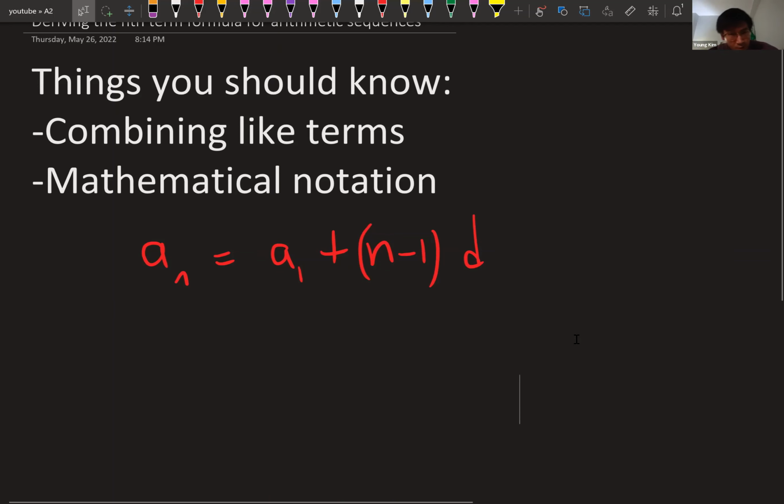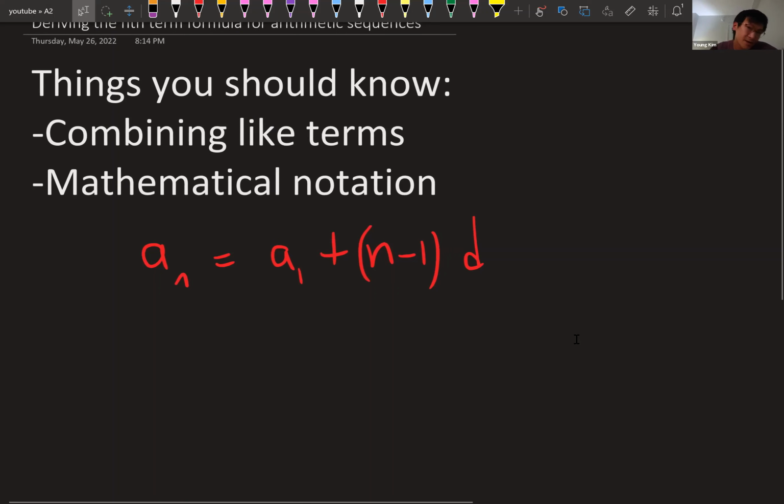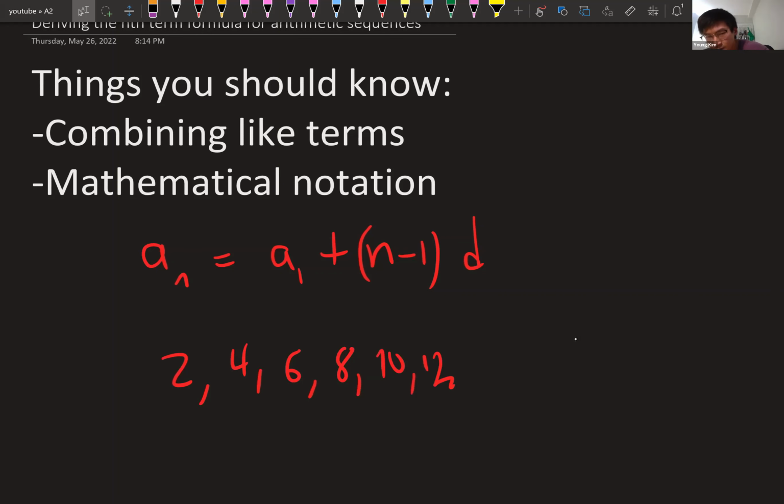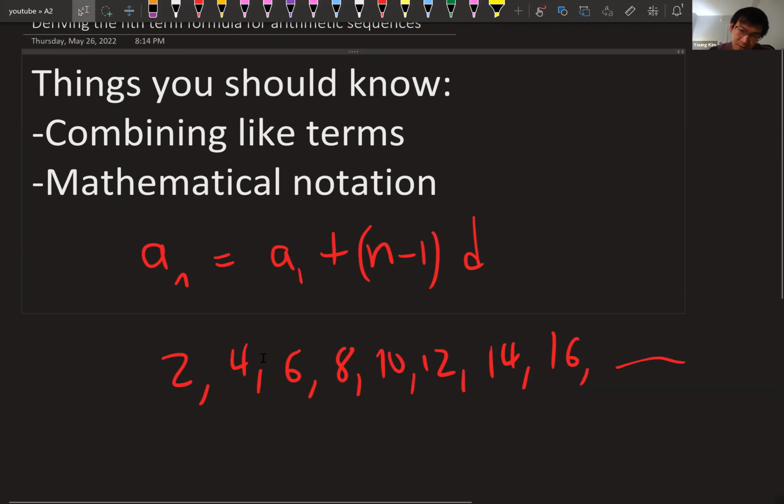So an arithmetic sequence is a special kind of sequence where each term, or the succeeding term, differs from the previous by a constant. So, adding a constant. For example, if I gave you something like this: 2, 4, 6, 8, 10, 12, 14, 16, dot, dot, dot. This would be an arithmetic sequence.